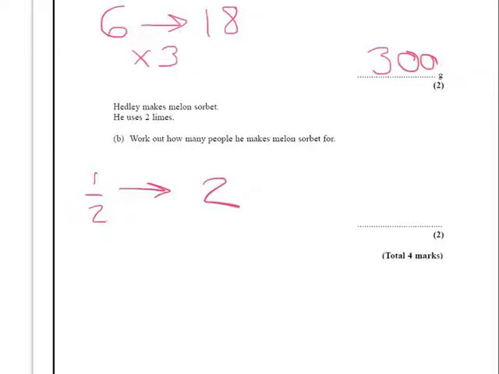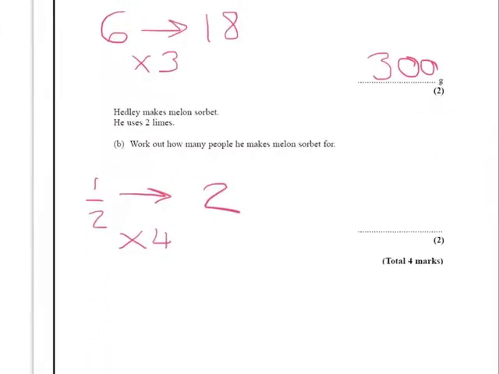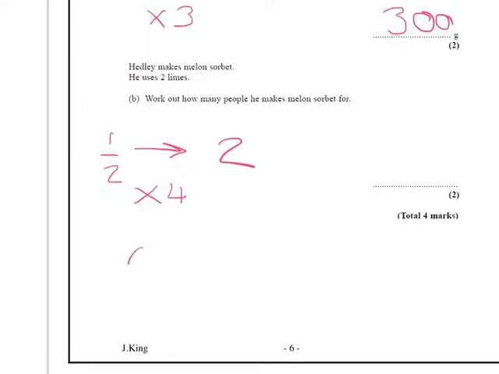So what calculation is that? Well, you need 4 lots of half a lime to get 2 limes, so we're multiplying by 4. So we know that the recipe is for 6 people. We're going to multiply 6 by that scaled up amount, that 4, and that's going to be 24 people. Okay, 24.